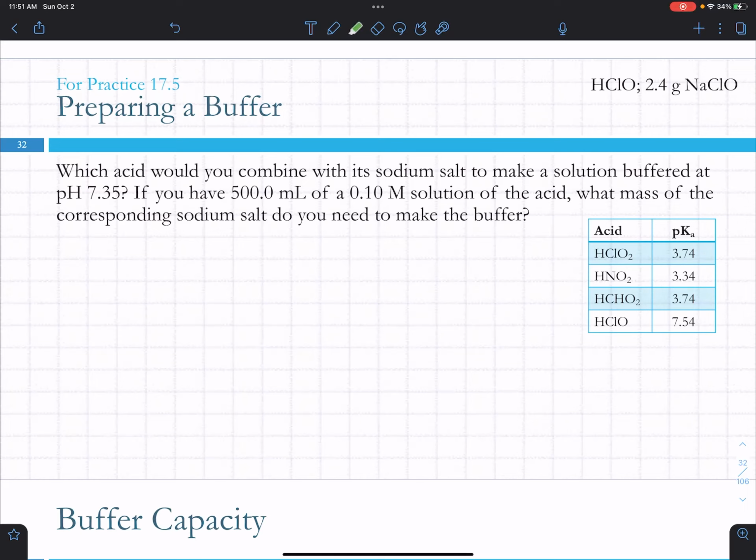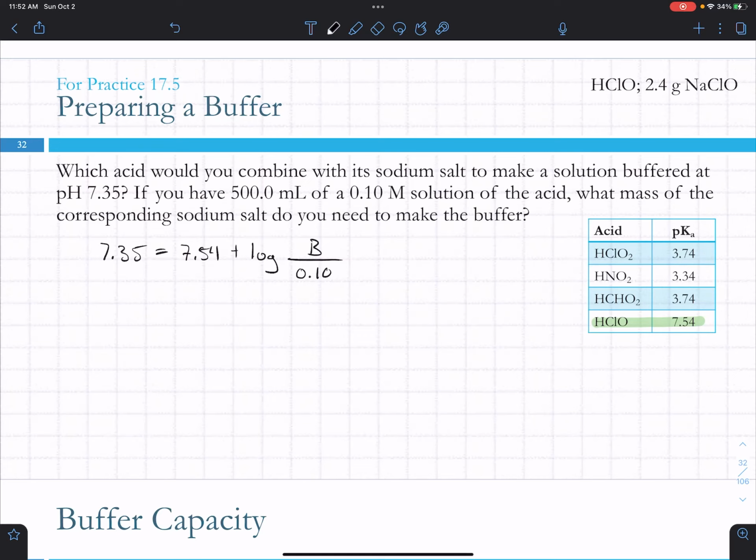We do need to choose HClO, hypochlorous acid, because that's the only thing that has a buffer range even close to what we're looking for. And then we can use the Henderson-Hasselbalch equation to calculate the ratio of acid to base, or really just solve for the concentration of that base that we're going to need to add. So starting out, we want a pH of 7.35. And we know our pKa now is 7.54 for hypochlorous acid, plus the log of, and we have a 0.1 molar solution of the acid, so 0.10 will go there. And then our base, I'll just use B, is what we need to solve for.